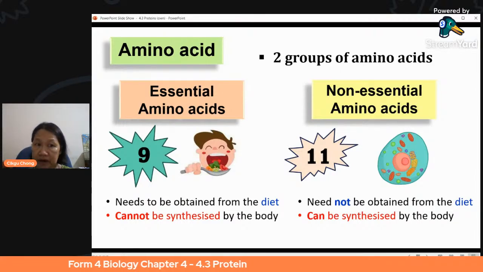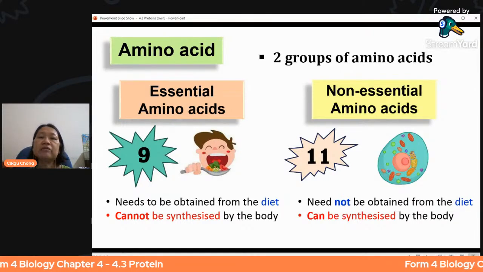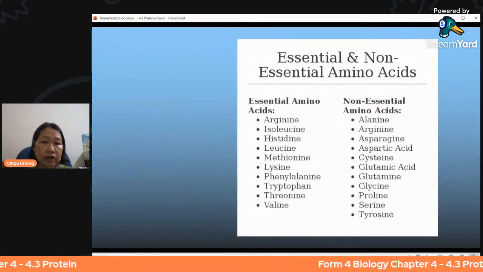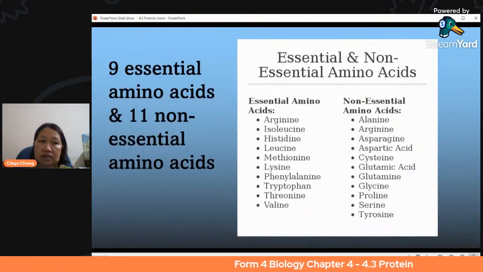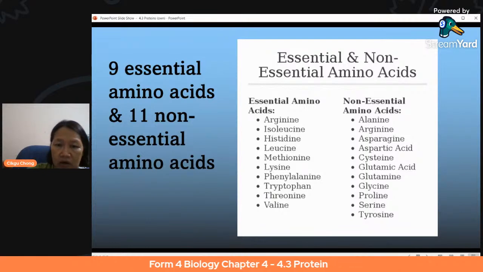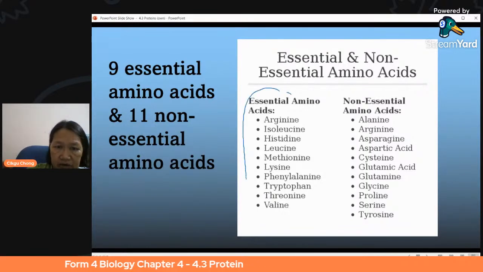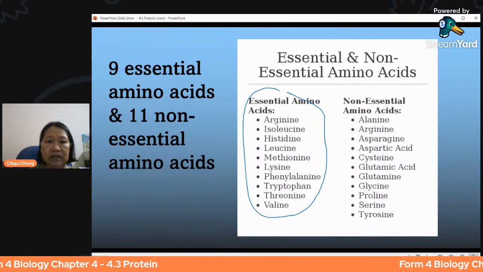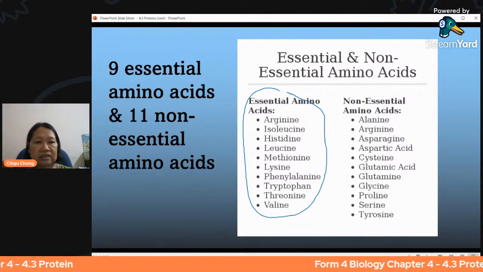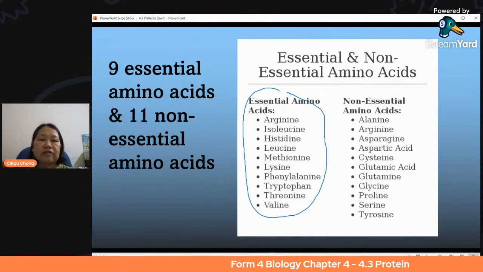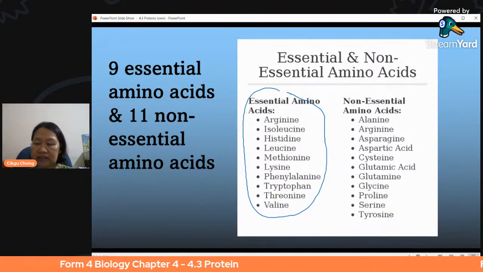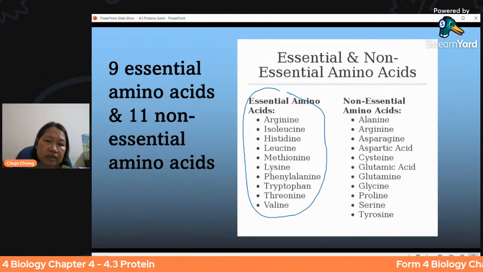Okay, again, don't need to memorize. I just want to show you that out of the 20 essential amino acids, which are over here, these are 9: arginine, isoleucine, histidine, leucine, methionine, lysine, phenylalanine, tryptophan, threonine, and valine. Okay, don't memorize. And the other 11 will be the other group.